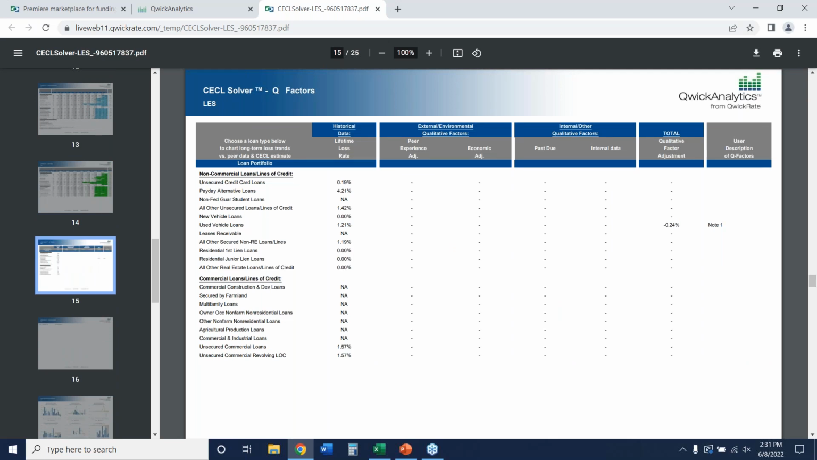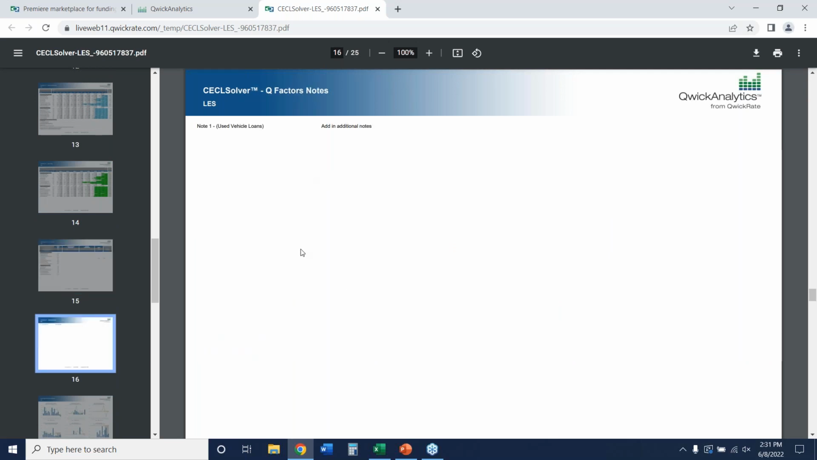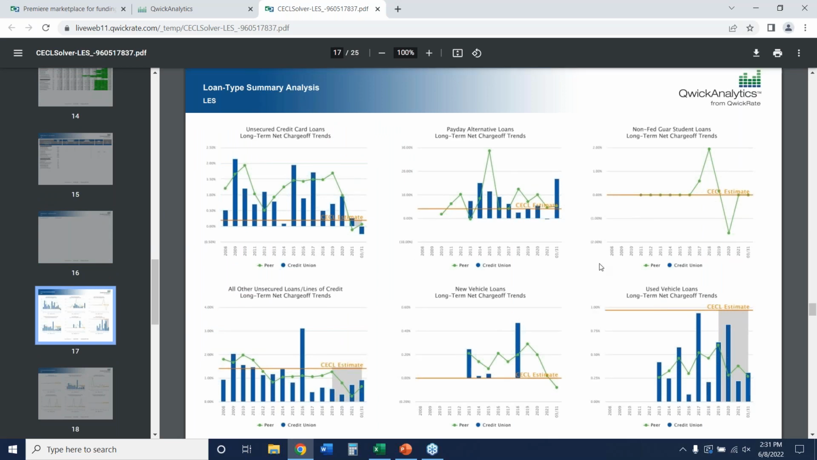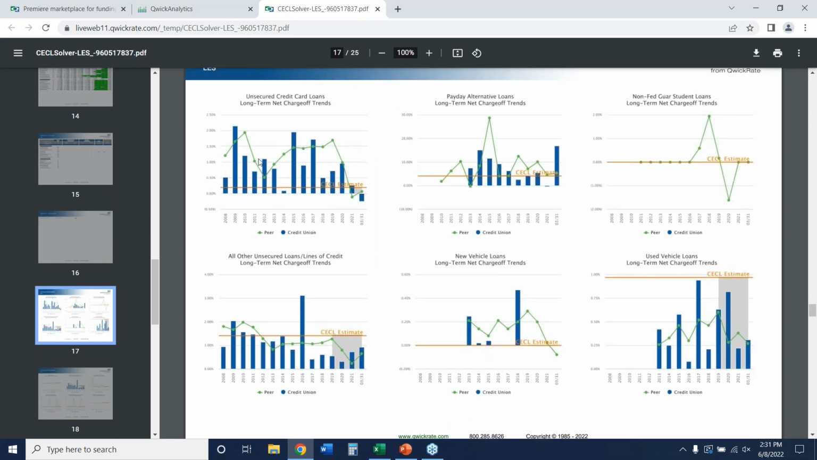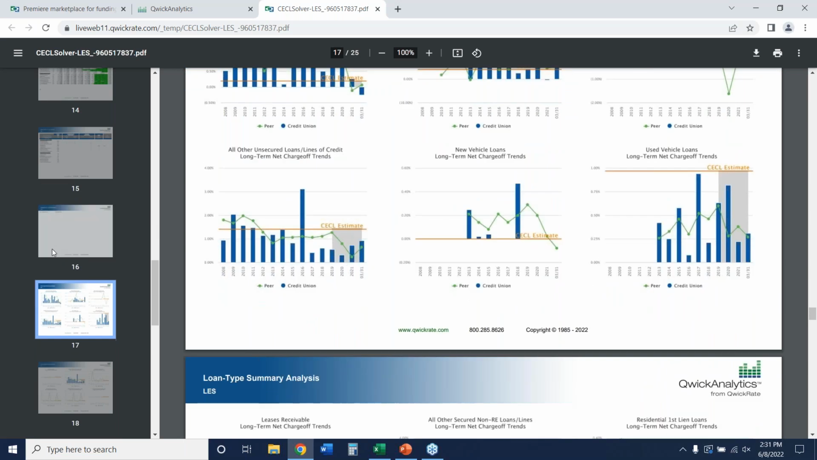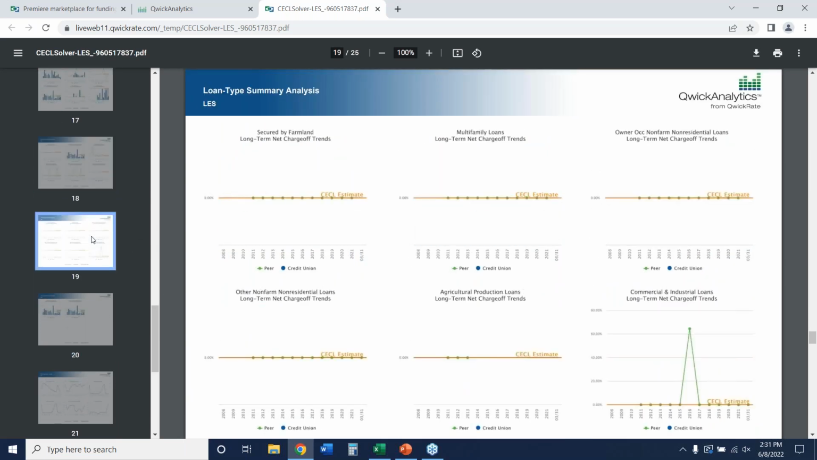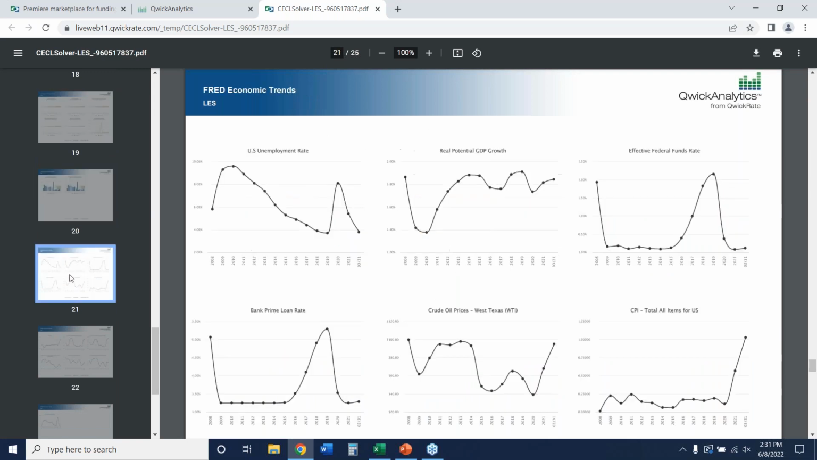Here we have the Q Factor worksheet. All of your segment level notes will be included for that as well. And then we have all the summary graphs. Again, just great to have all of this collated, ready to go. Great for a board, even to show your examiner or auditor. All here. More trends, more graphs.